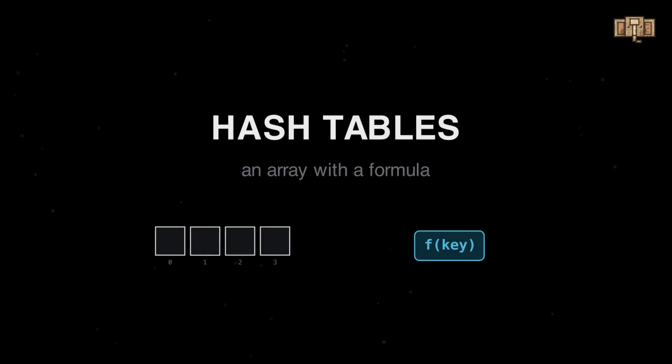A hash table is an array with a formula. The array gives you a box for every number. The formula turns any key, a word, a number, a whole web address, into one of those box numbers. So the key itself tells you where it lives, and a lookup becomes a single jump, not a search.